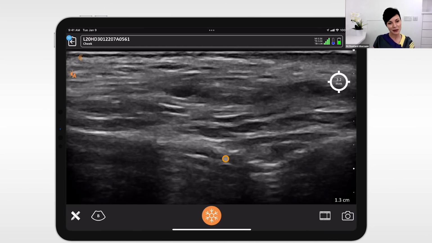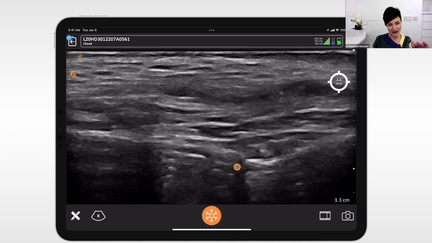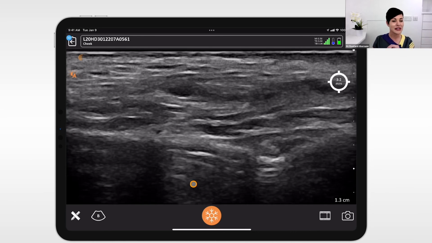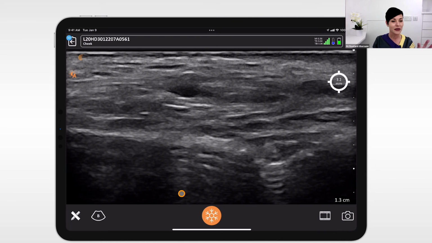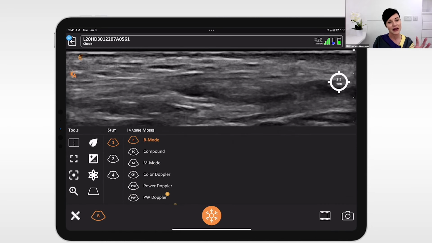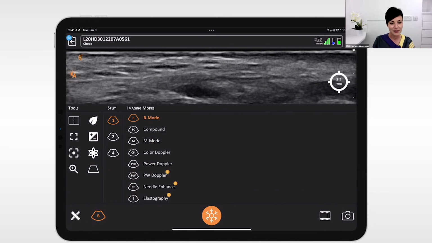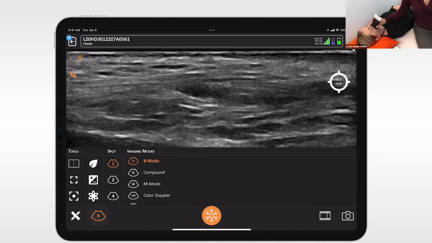That's that dish-shaped structure, that hypoechoic structure. And sometimes you can't always see the vessels, even on Doppler mode. So you've got to remember, where there is a foramen, there is always a vessel. So don't go sticking your needles.